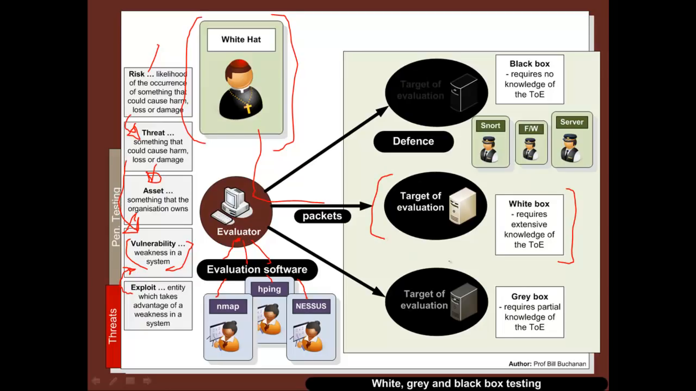We can have grey box testing, and this is where we only have partial knowledge of the actual target of evaluation. And then finally we have black box testing, which has no knowledge of the target of interest.